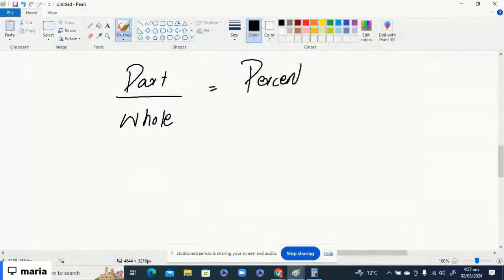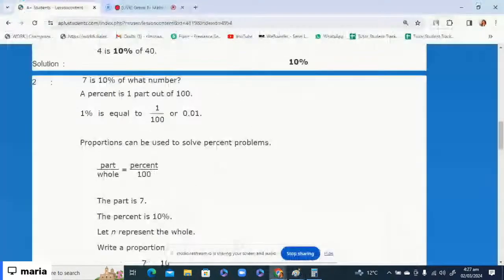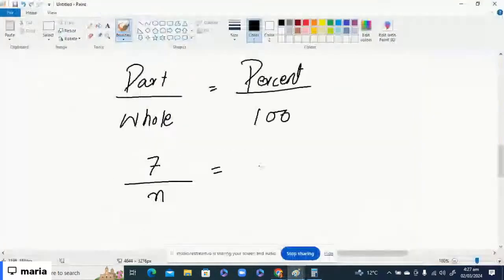Now the percent over 100. Part is given now, that is 7. Whole is not given, which is n. What is percent is given? Percent is given, which is 10%. Okay, and when we are saying that 10%, let's write this is 10 over 100.